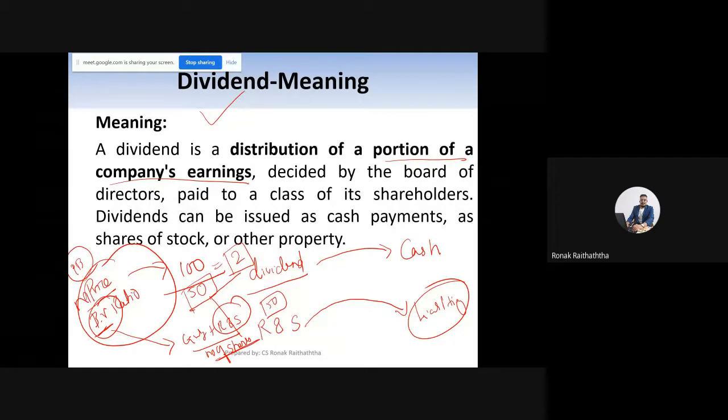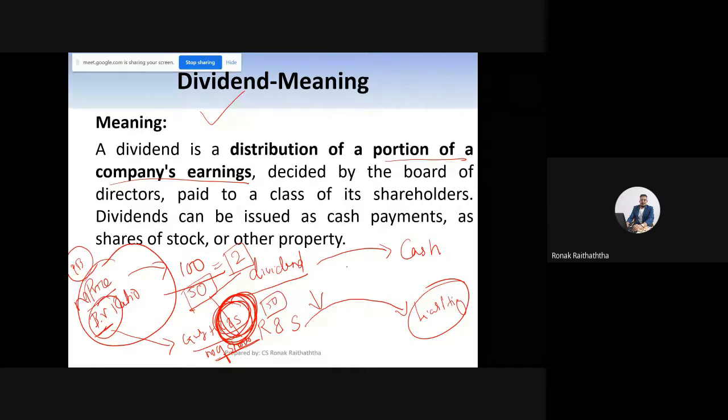So you tell me, if reserves and surpluses will not be there, then the book value will be less. If the book value in the denominator is less, then the PB ratio will be very high. And if the PB ratio is very high, there will be consequences on the market price.